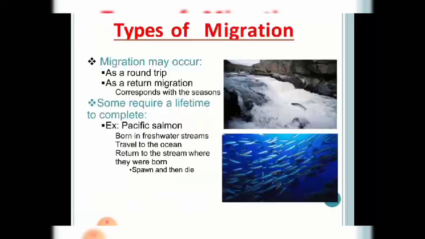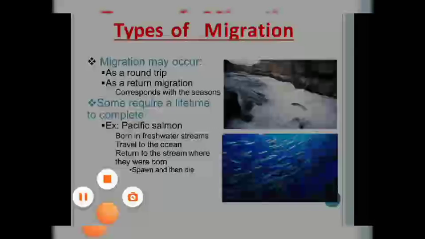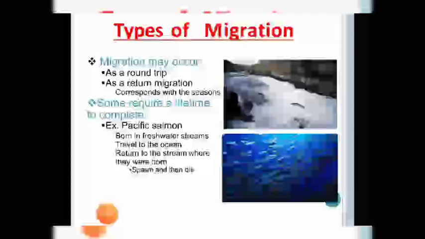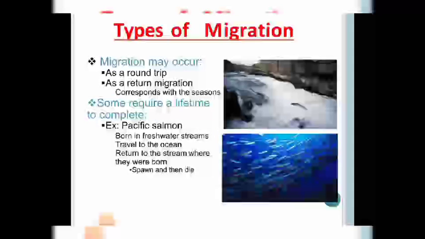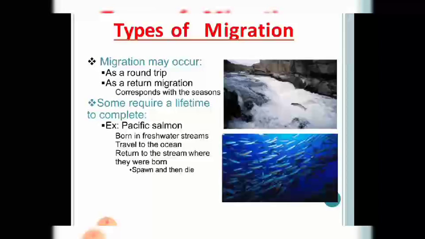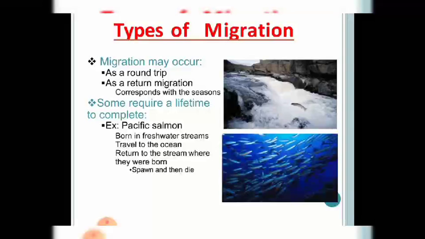So now next we'll move on to types of migration. Under this, the migration may differ from species to species because of their fixed pattern of behavior, or maybe the type of behavior which is naturally selected.